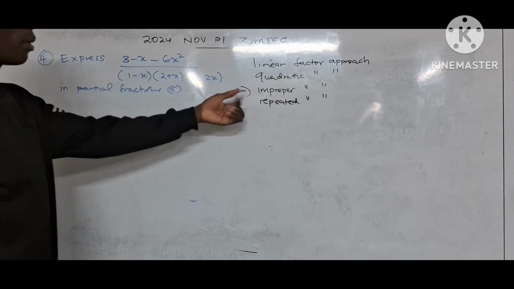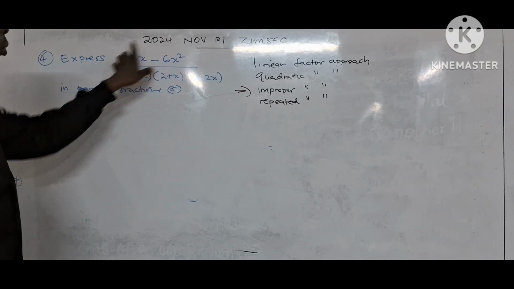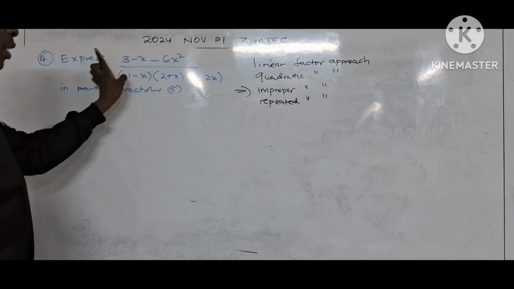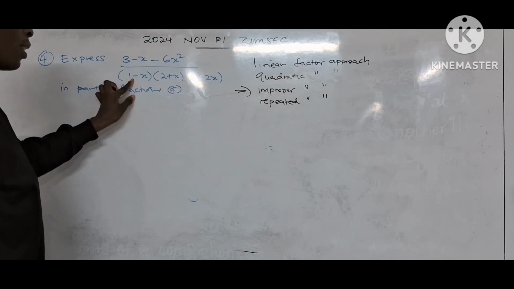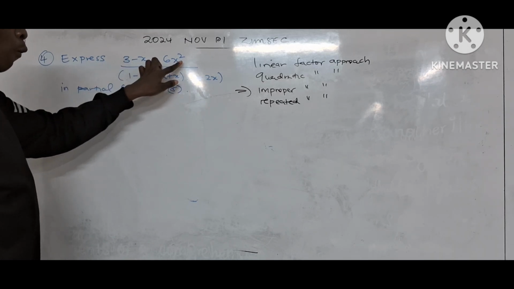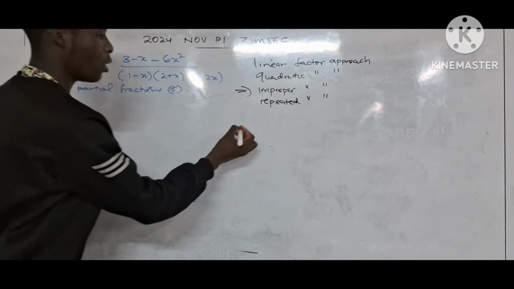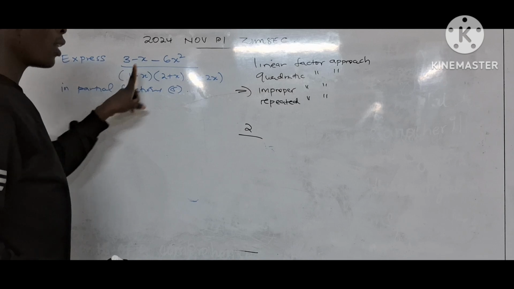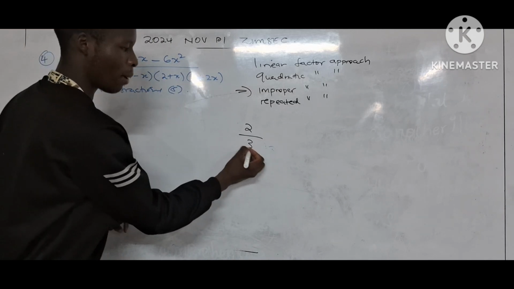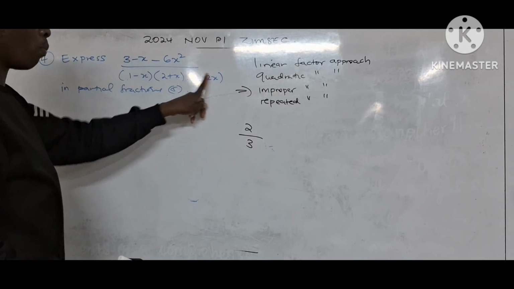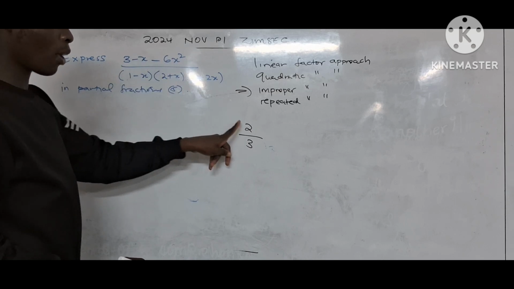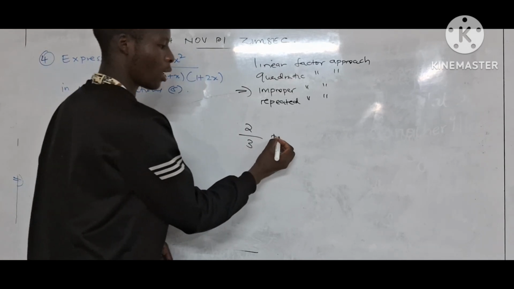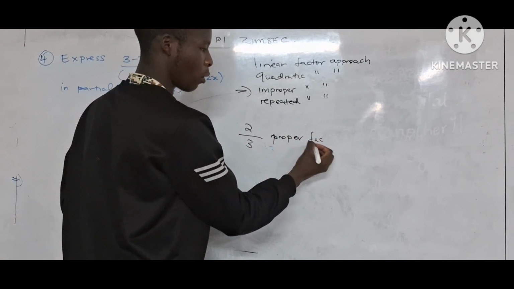How do you see this is improper or it's not improper? You check in the numerator, the highest power of the unknown. In the numerator, the unknown is x. Again, in the denominator, the unknown is x. The highest power of the unknown in the numerator is 2, right? And the highest power of the unknown in the denominator is 3. If you expand this, you get a cubic function. So the highest power here is 2 and the highest power here is 3. 2 divided by 3, this is a proper fraction.